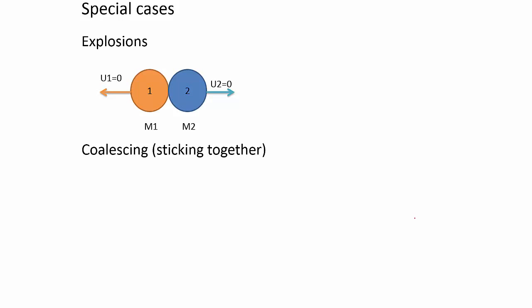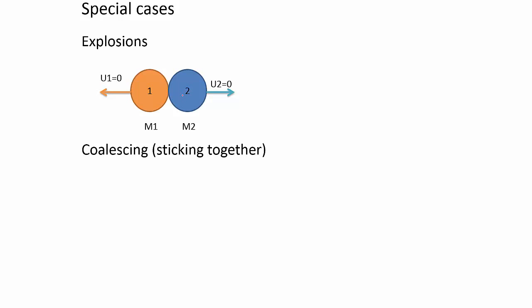Okay, we've got a few special cases that we need to look at. One of them is something called an explosion. That sounds more dramatic than many explosions that might be given as examples. An explosion is when two objects start together as one object almost, and then they split apart.